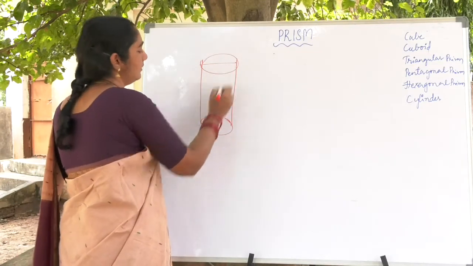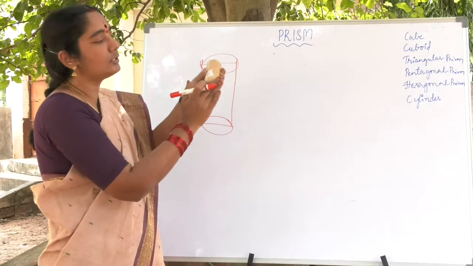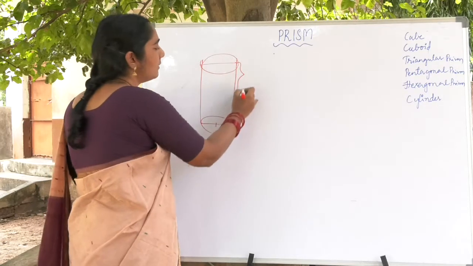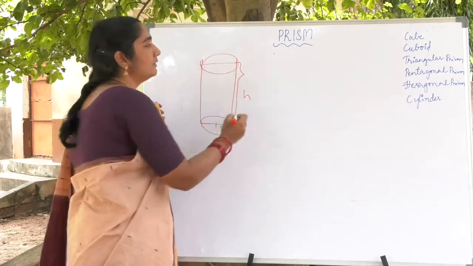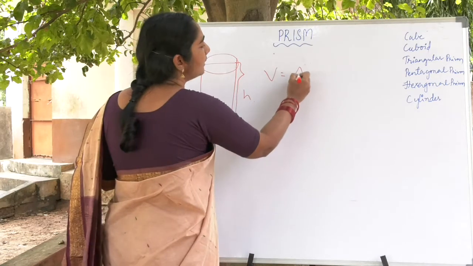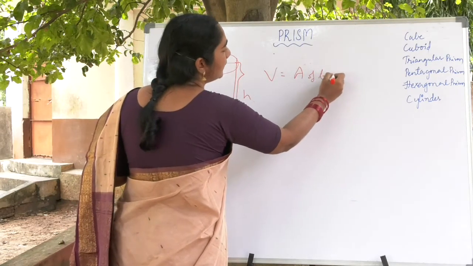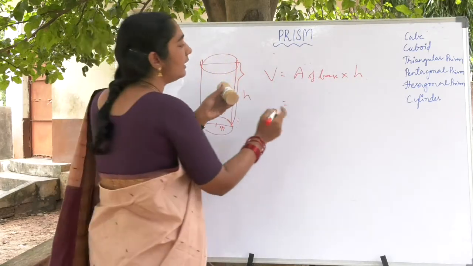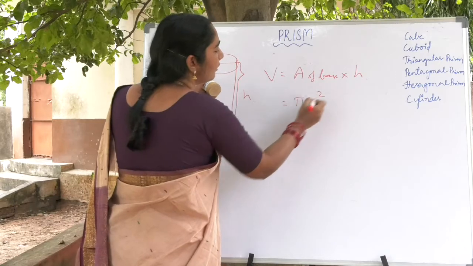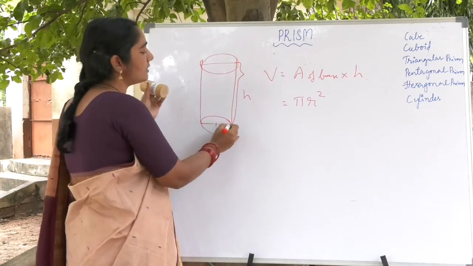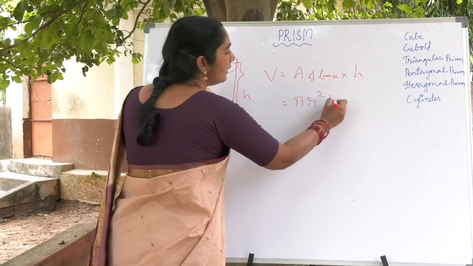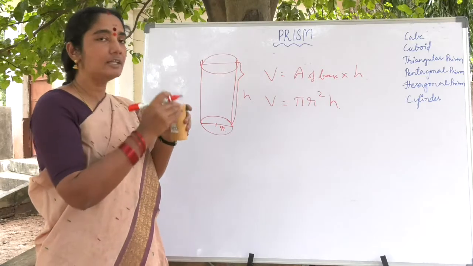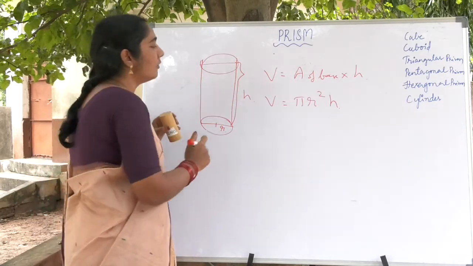So my dear friends, when you are taking a cylinder, the cylinder has 2 circular surfaces with some radius r, and let the height of the cylinder be some h. Now the volume is equal to area of the base into height. The base area in this particular case is a circle. Area of a circle is pi r square, where r is the radius of the circle of the base. Pi r square into h. So volume of a cylinder is pi r square h. I think now you understood the volume.